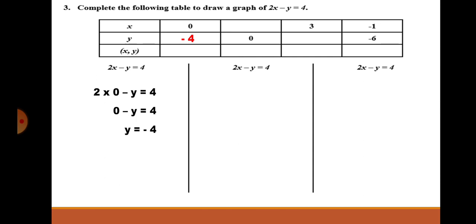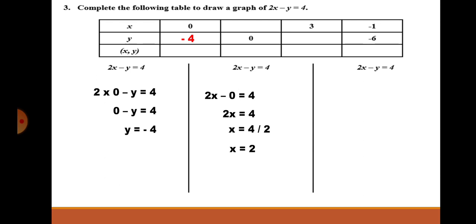Now coming to the next coordinate where y equal to 0 is given. So 2x minus y equal to 4. It will become 2x minus 0 equal to 4. It will be 2x equal to 4. Therefore x equal to 4 upon 2. Therefore x equal to 2.